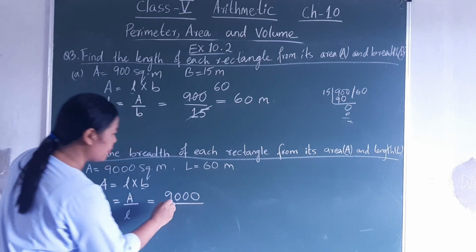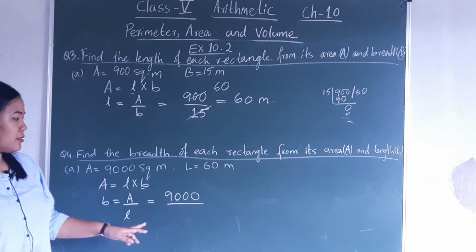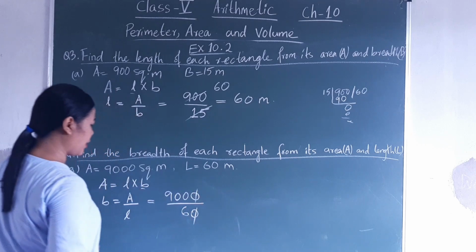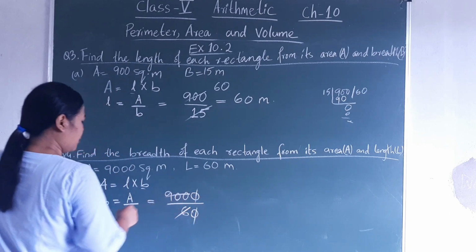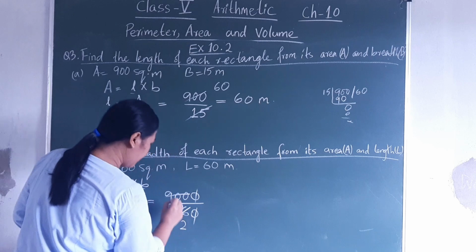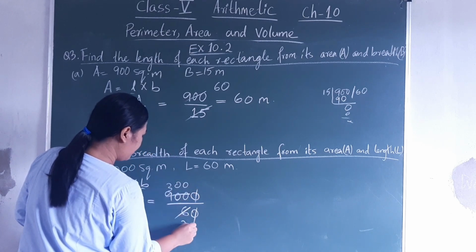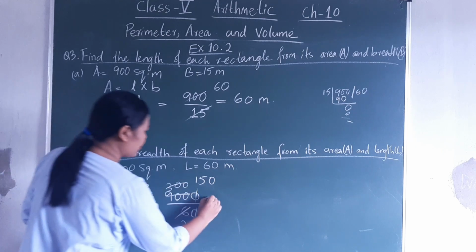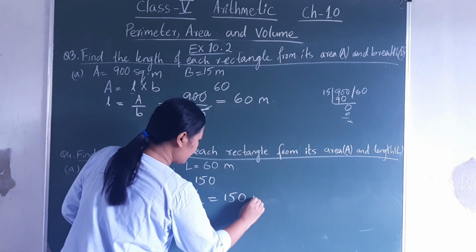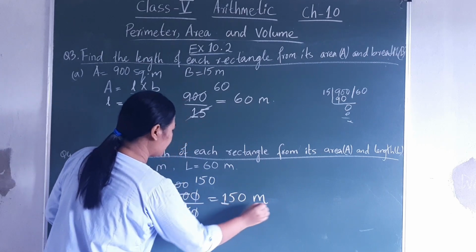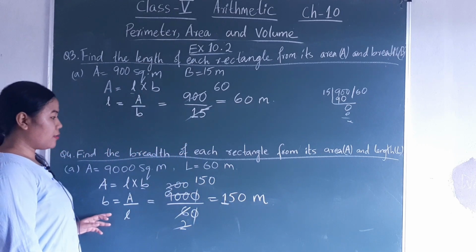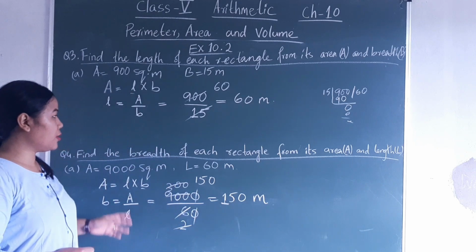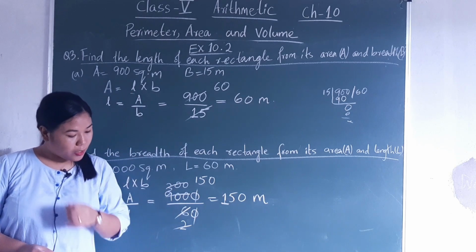So what is the given area here? 9,000 square meter, and length is 60. So 0 and 0 cancel. You can cut it with 3, then with 2. Okay, 150. So 150 meter. So the breadth of the given rectangle is 150 meters. So in this way you can solve the rest of the question.